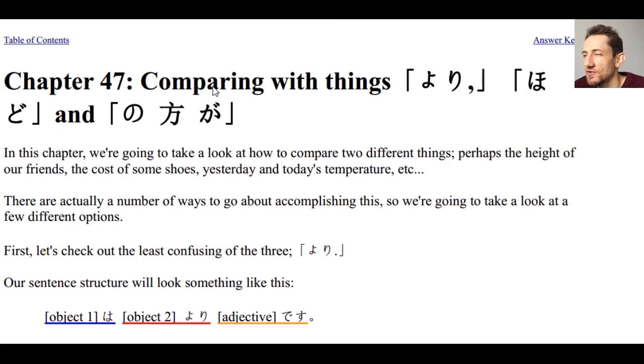Next time, we'll look at chapter 47. And now we have a very useful lesson where we're going to learn how to compare things. So we'll learn how to say things like, I am taller than my brother, or my brother is shorter than me. Candy is more delicious than vegetables, or whatever. So comparing and contrasting things. So another very, very useful lesson. So definitely be sure to check that out.